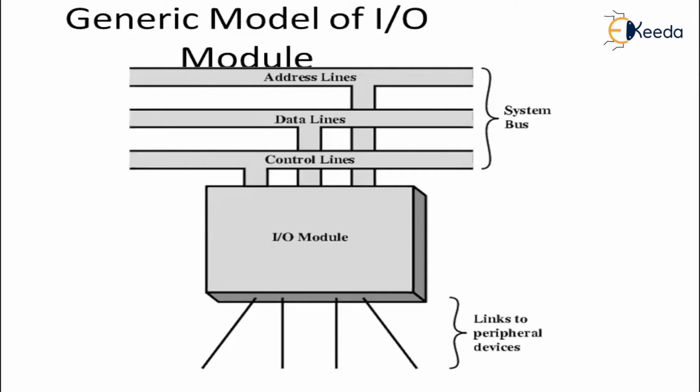Now, how is the IO module linked to the different peripherals? After getting the control instruction, the IO module distributes whatever data it has got to the different peripheral devices that are connected to it. There are no numbers assigned. It can be n number of peripheral devices, which are generic and which can be directly linked with the IO modules.